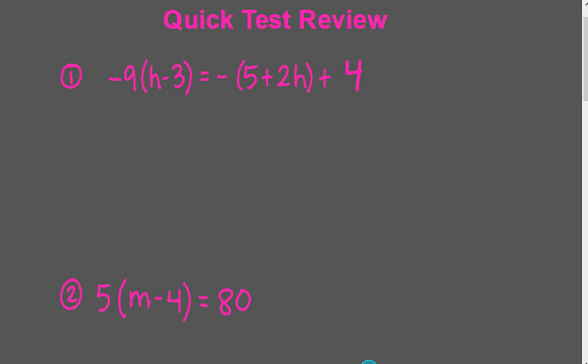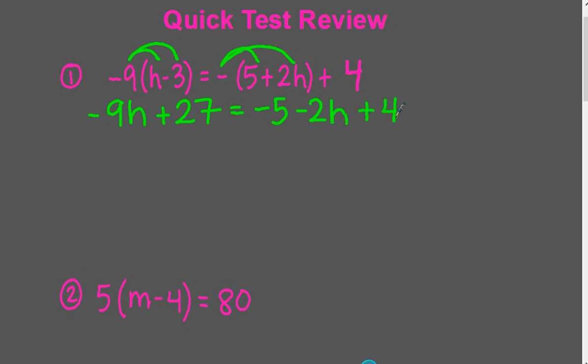This first one, I see some distribution happening, so I'm going to first need to distribute this -9. And right here I have a negative sign. Remember, you can imagine that like a -1, but we got to distribute him too. So we'll end up with -9h, positive 27, because -9 times -3 is positive. -1 times 5 is -5. -1 times 2h would be -2h, and then plus 4.